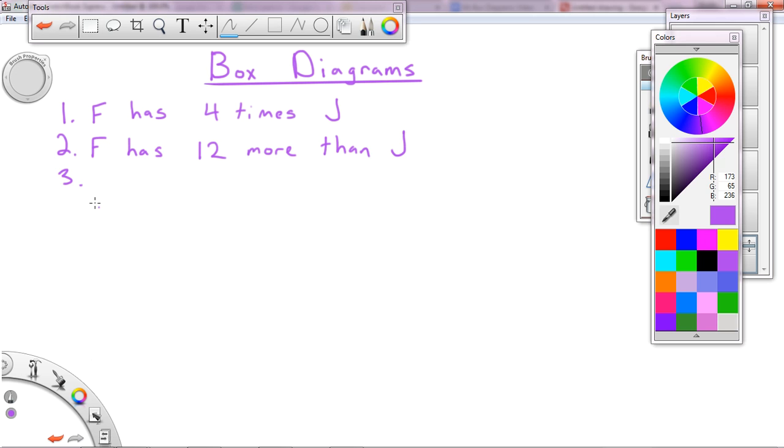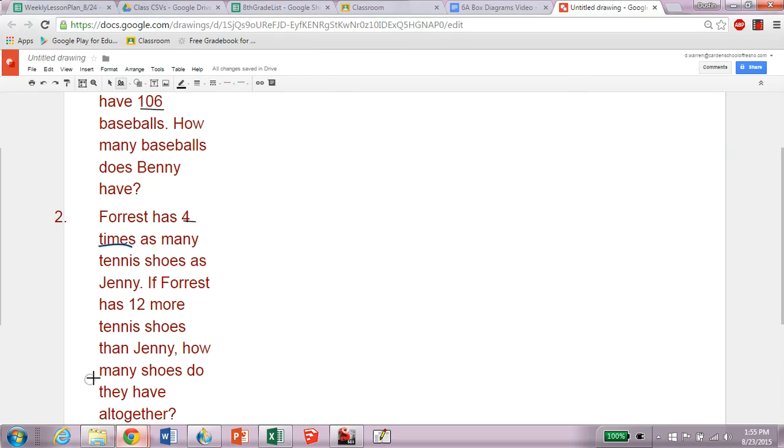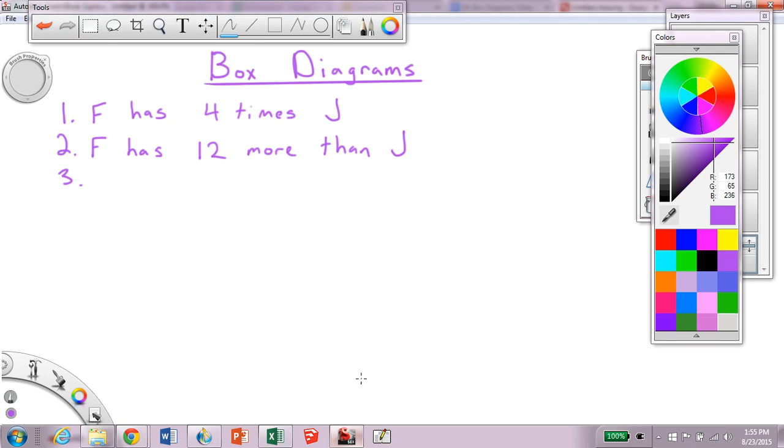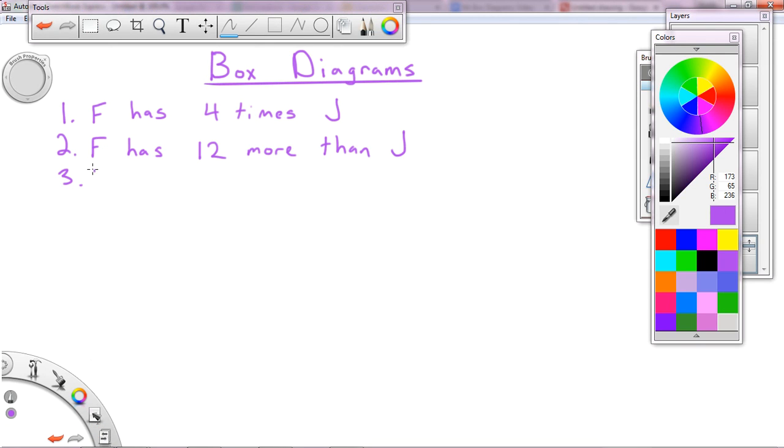Okay. Any more important information? Let's check. If Forrest has 12 more tennis shoes than Jenny, we got that one. How many shoes do they have all together? Okay, well, that's the question. That's the question we need to answer. How many do Forrest and Jenny have together? Okay, so that looks to me to be all the important information.